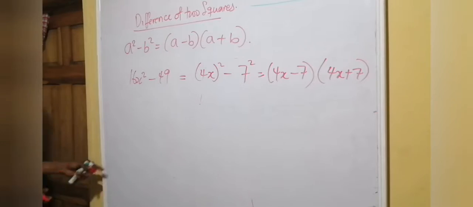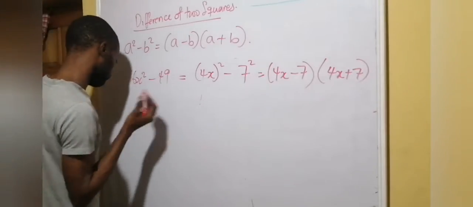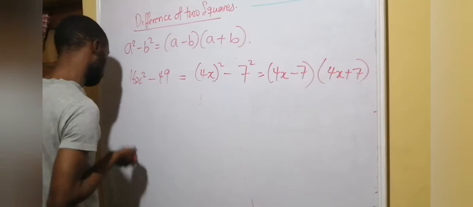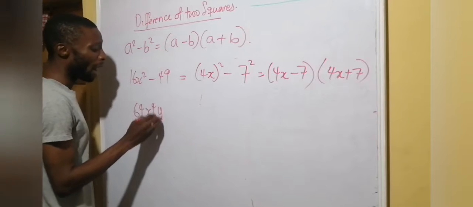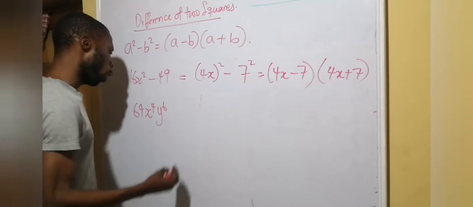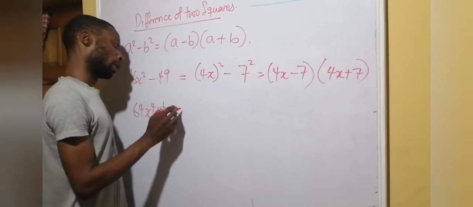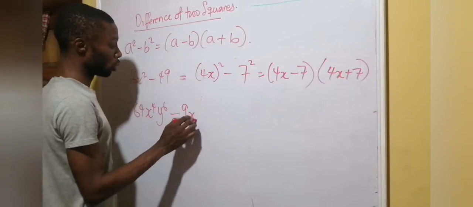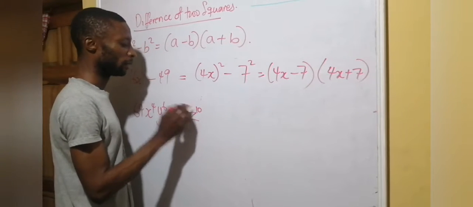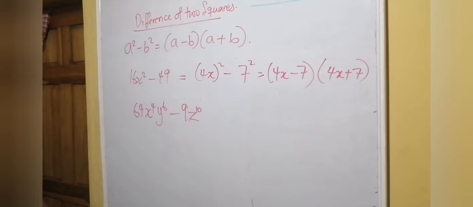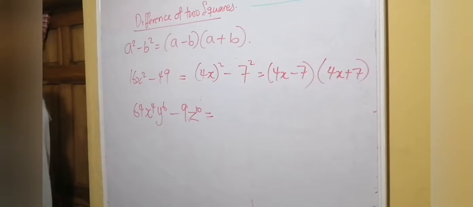So let's do another one. Let me make it a bit difficult. Let's say you have 64x raised to power 4 y raised to power 6, minus 9z raised to power 10. Now if you have this, it's just simple. We're going to factorize this.